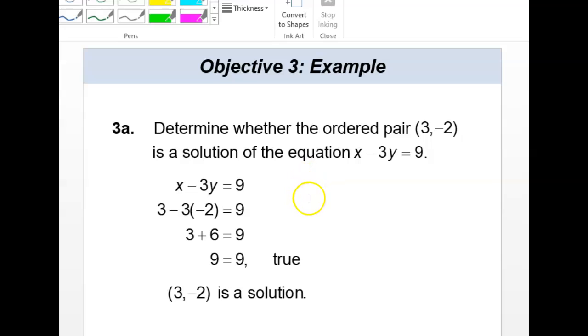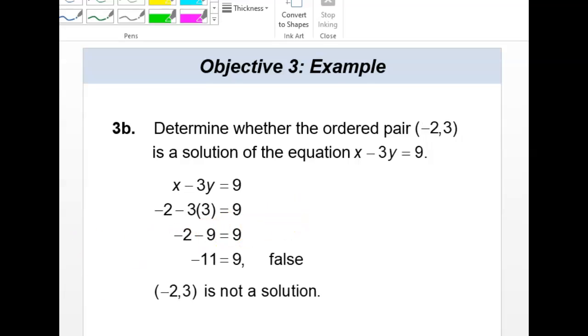All right, here's more of the same. 3 minus 3 times negative 2, is that equal to 9? Negative 3 times the negative 2 will give us a positive 6. Remember that from our signed number arithmetic. 9 equals 9. That's true. So this is a solution.